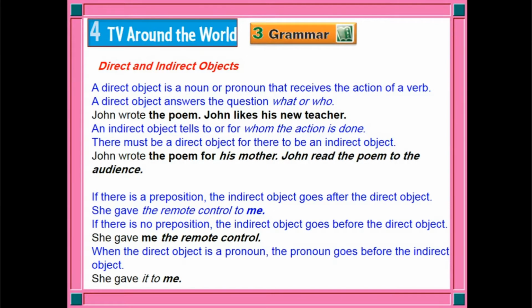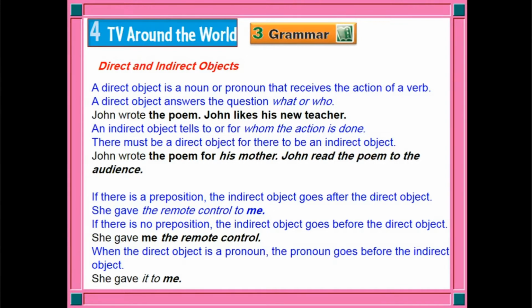On the other hand, an indirect object المفعول بقى الغير مباشر يا شباب tells to or for whom the action is done. We use to or for. There must be a direct object for there to be an indirect object. لازم يا شباب بيكون في direct and indirect.